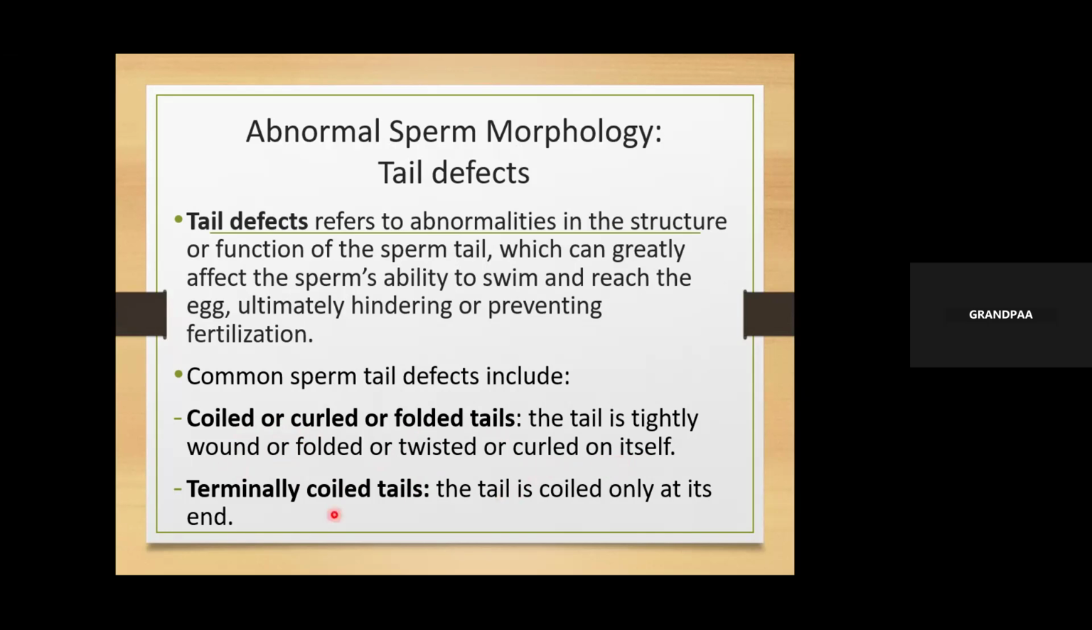Here we are having terminally coiled tails. What it means is that, remember we said the tail, we have the principal piece and then the end piece. We can have the principal piece being okay, and then getting to the end piece, you have the coiling. That is also problematic. And that one too will also impede the swimming or the movement of the sperm.